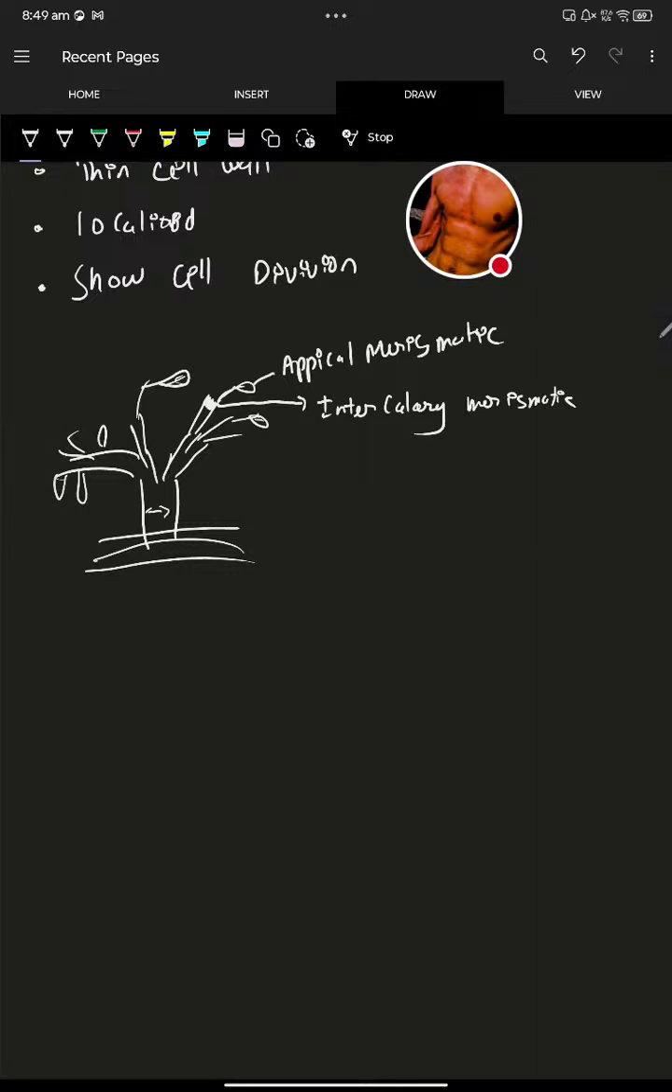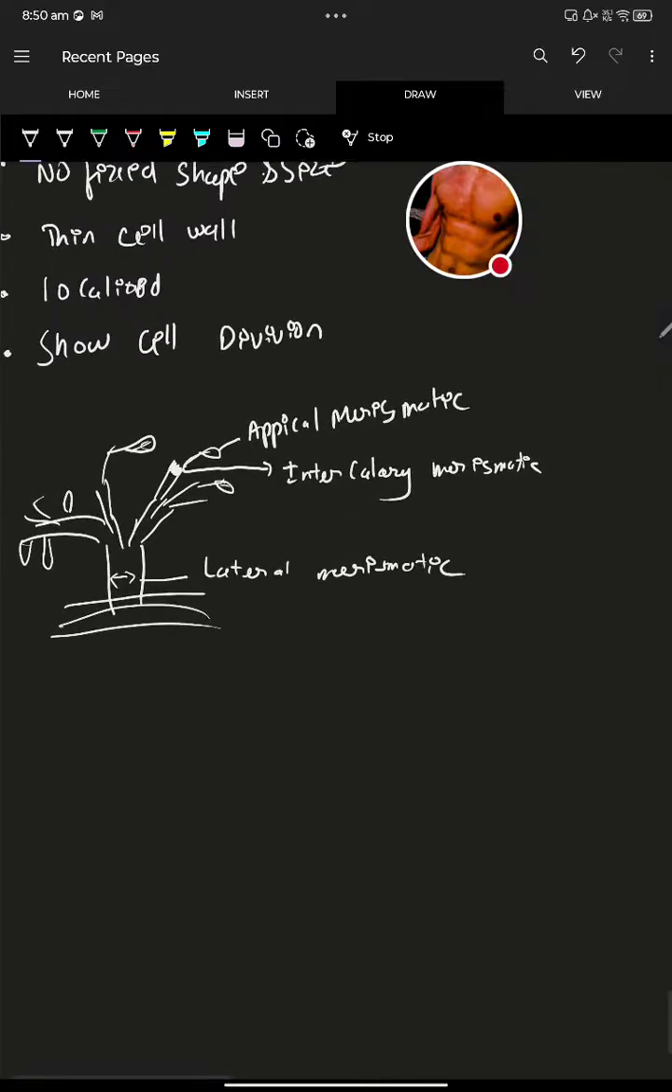Now this thickness is done by lateral meristematic, basically. So you can remember A for apical meristematic, which is from the leaves. Then intercalary meristematic, which is between the leaf holder and the stem. Then lateral is the thickness of the stem. Yeah, I think I have done it.